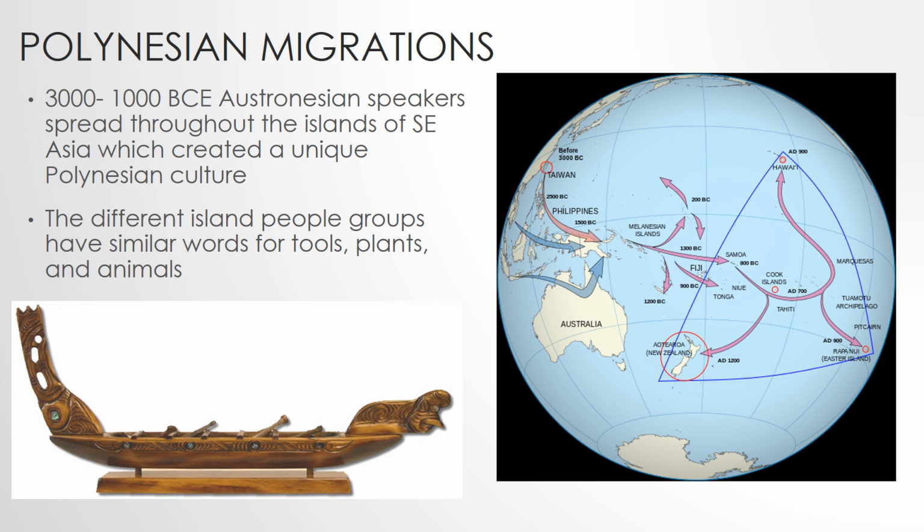Obviously, Hawaii is probably the most known to you in regards to Polynesian culture. Hawaiian, the language Hawaiian, is an Austronesian base, and Hawaii is the only state in the United States that actually has two official languages, English and Hawaiian.